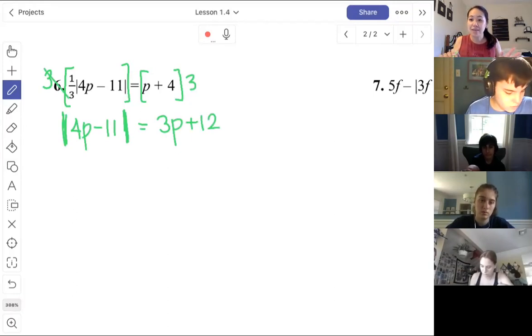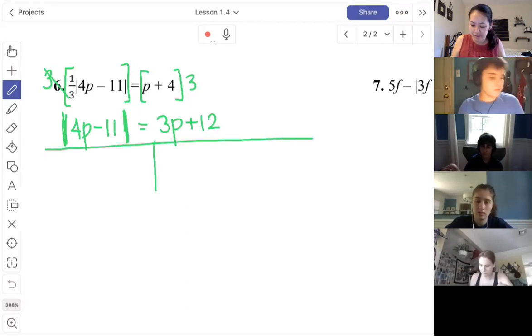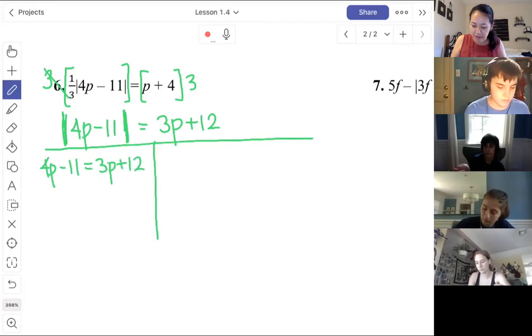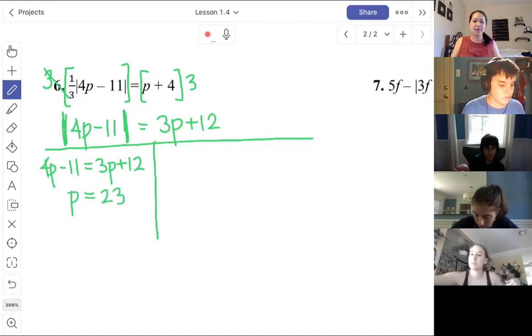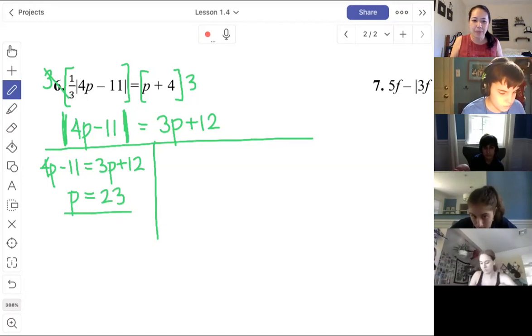Okay, so isolate absolute value. Right-hand side, I don't know if it's positive or negative because there's a variable there, so I'm just going to keep going. I'm going to split this. So I have 4p minus 11 is equal to 3p plus 12. And then we can solve for p, subtract the 3p, add the 11. I get p is equal to 23. Okay, I don't know if that's a final answer yet, so I'm not going to box it. I'm just going to underline it for now.